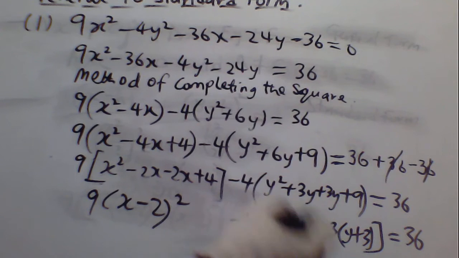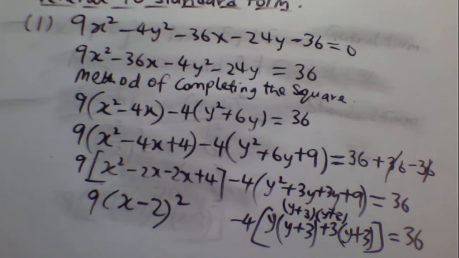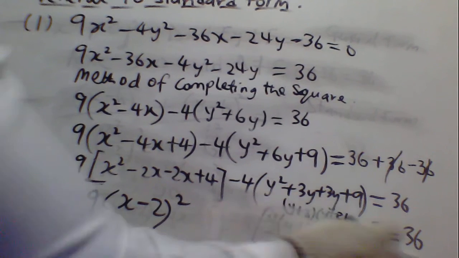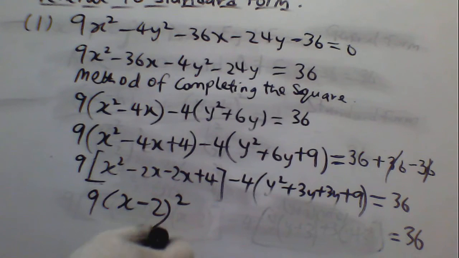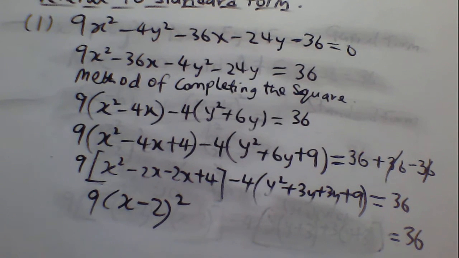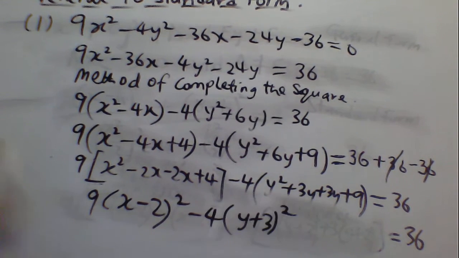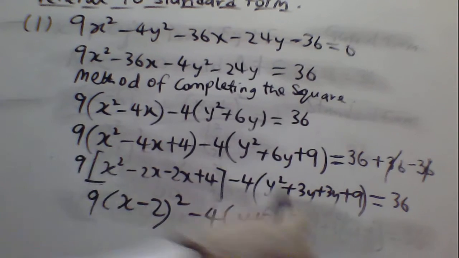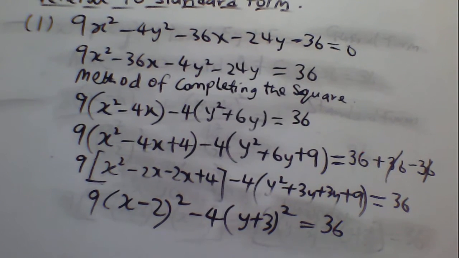So in this case we have y plus 3 and again y plus 3. So y plus 3 times y plus 3 is the same as, in bracket, y plus 3 all raised to power 2. So from here you have minus 4 in bracket y plus 3 squared. So you bring your 36 close. So this is what you will have.